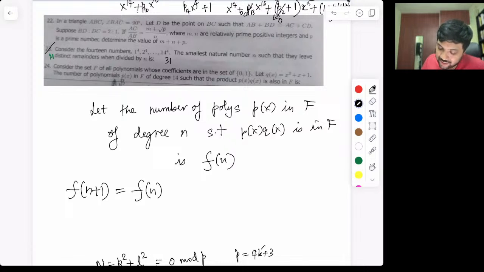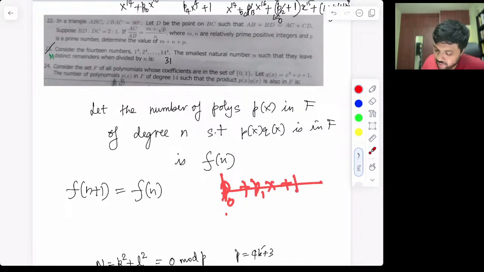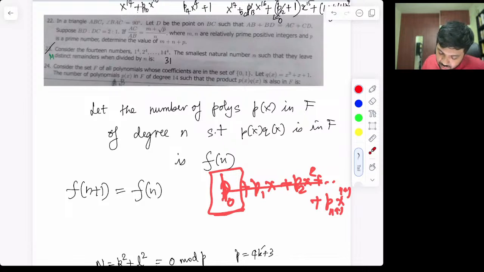So what it simply means is, when you try to write out the n plus 1 degree polynomial, the last coefficient p0 can be 0 or 1. p0 plus p1x plus p2x square, whatever. If you write this polynomial, you just break into the cases where p0 is 0 or not. If p0 is 0, that means it's a polynomial that is divisible by x. So if you factor x out, it becomes a polynomial of one degree lower. So the total number of such solutions is f of n.